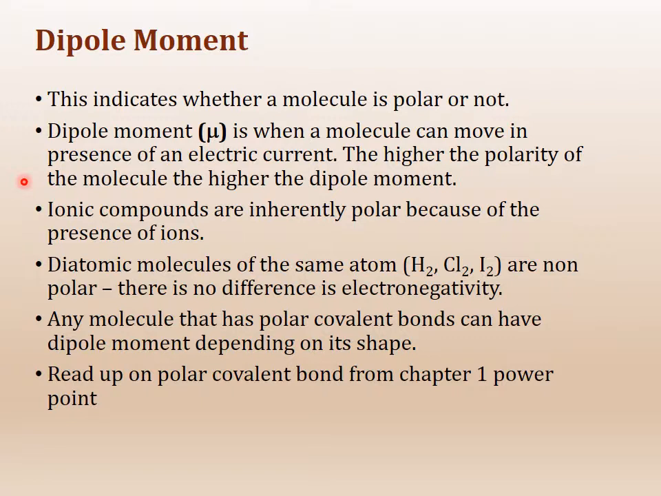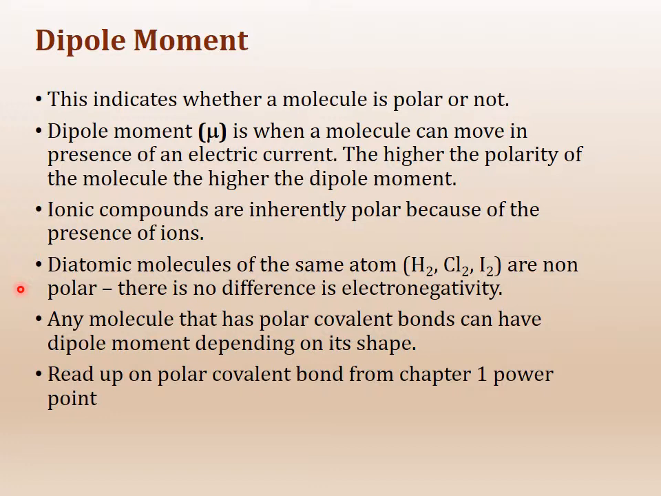Ionic compounds are going to be inherently polar because of the presence of ions. The ions are cations and anions, and because of those two, it's polar automatically, and so it has a really high dipole moment. Diatomic molecules that have the same atoms, like hydrogen, chlorine, iodine, these are also called homonuclear molecules. These are going to be nonpolar because there is no difference in electronegativity.